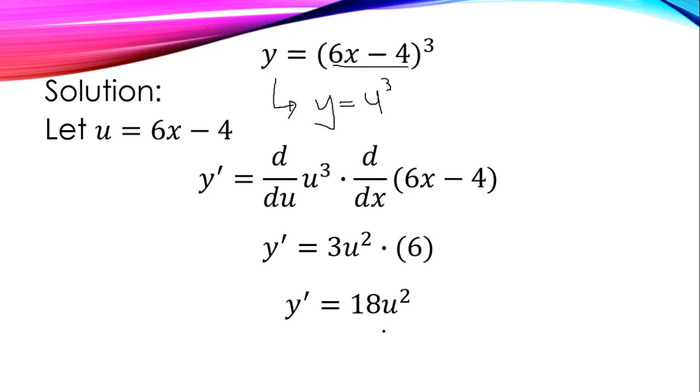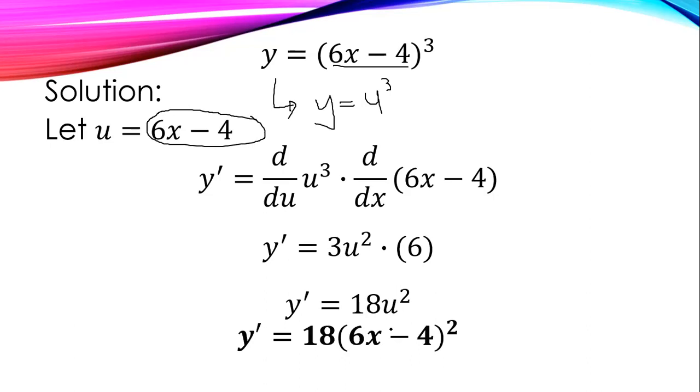Ano yung u natin dyan? What is the value of u? So sabi natin dyan, 6x minus 4. Kasi nga we let u be equal to 6x minus 4. Then, yung u, papalitan na natin nung function niya. So, y prime is equal to 18 multiplied by the quantity 6x minus 4 squared. So, yan na yung derivative ng 6x minus 4 cubed.